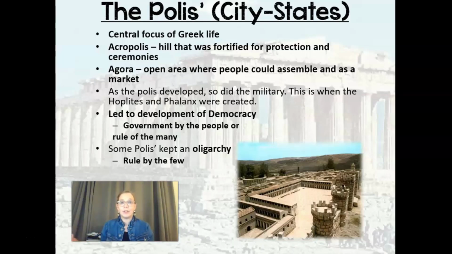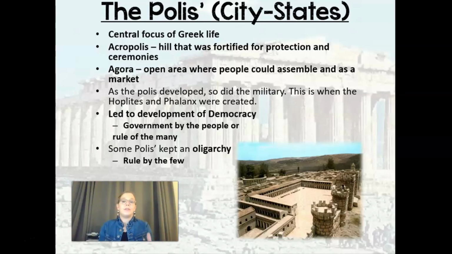So one part of the city was called the Acropolis, and that was a hill that was fortified, and that just means it was built up in such a way that it was easy to protect, and it was used for mainly ceremonies. And then you also had an area called the Agora, and the Agora was an open area where people could get together. It was used as a market. It was sort of the town center.